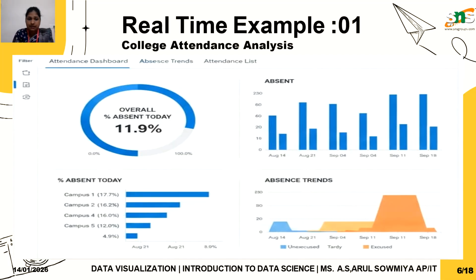So this is a real-time example. We are looking at a college attendance analysis here. The overall attendance dashboard and the absence trends and absence list are shown here. Using a pie chart, they have given the overall absent percentage today. We are splitting the categories into campus 1, campus 2, campus 3, campus 4, and campus 5. We are getting the absent trends in a bar graph. Using these different types of charts, we can analyze the attendance of a specific day, today or yesterday.